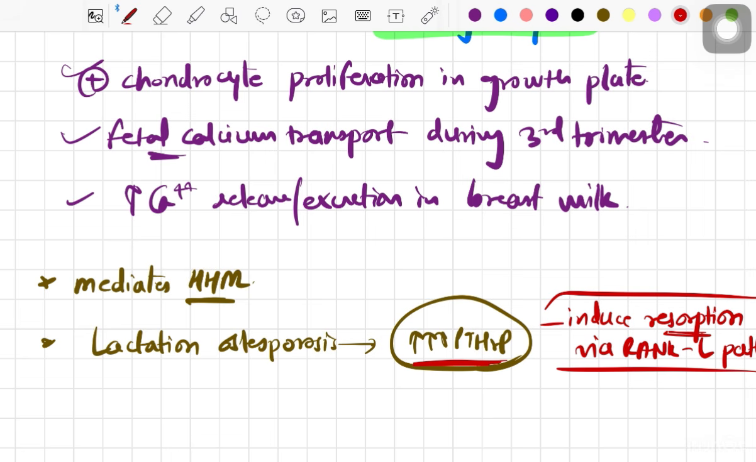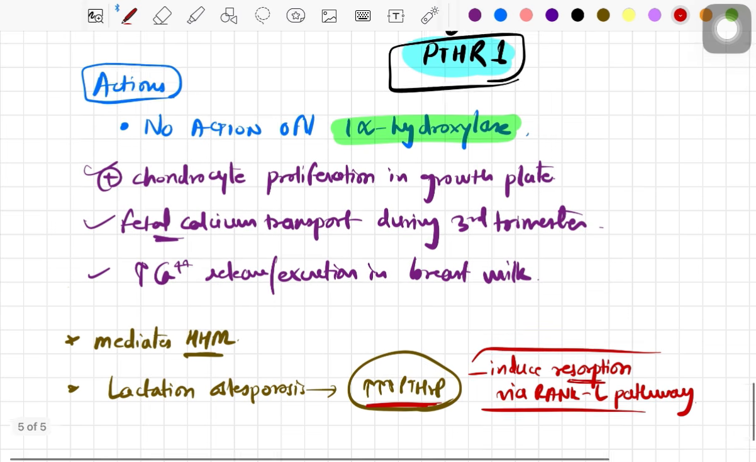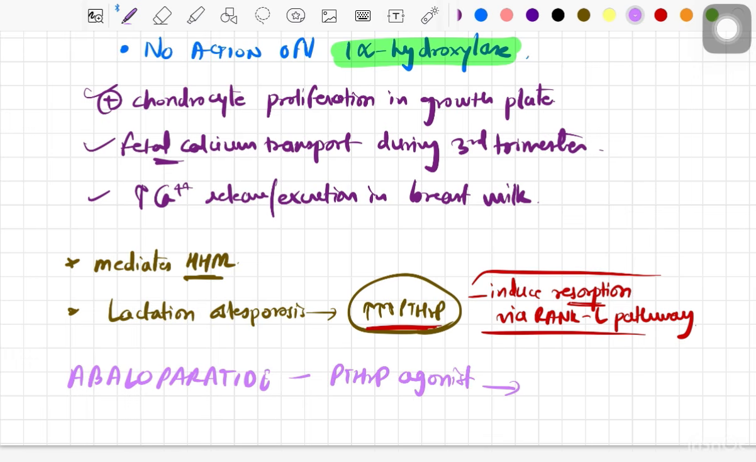So this PTH related peptide is important for causing increased calcium and also mineralization of bone, as it causes chondrocyte proliferation in the growth plate also. There is one recombinant PTH related peptide, abaloparatide, which is a PTH related peptide agonist, and it has been FDA approved for the treatment of osteoporosis.